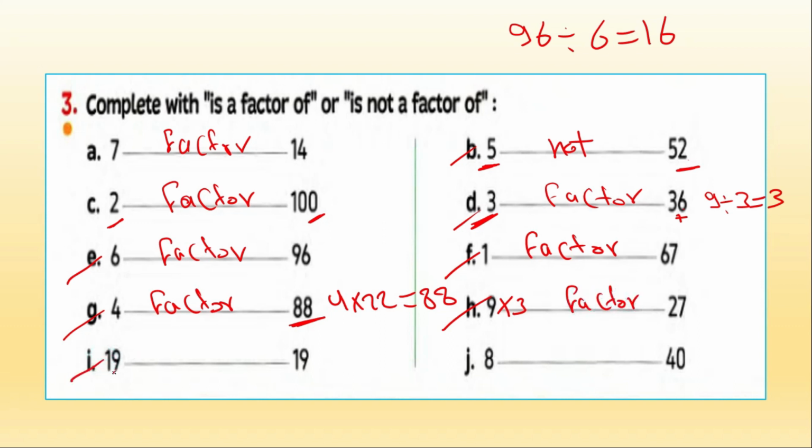I. 19 is a factor of 19? Must be. 19 times 1 equals 19. So any number is a factor of itself. 8 is a factor of 40. Yes, 8 times 5 equals 40. So 8 is a factor. Got it?